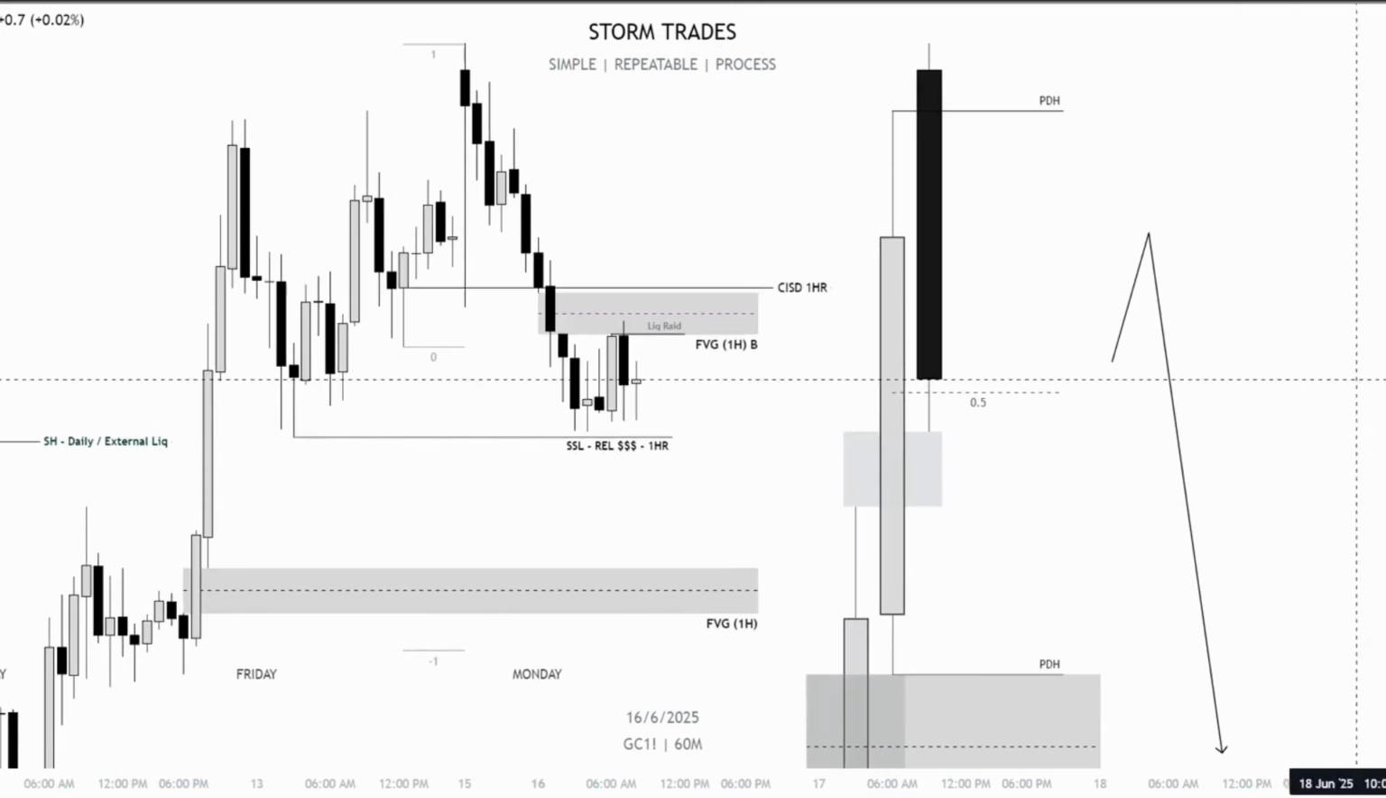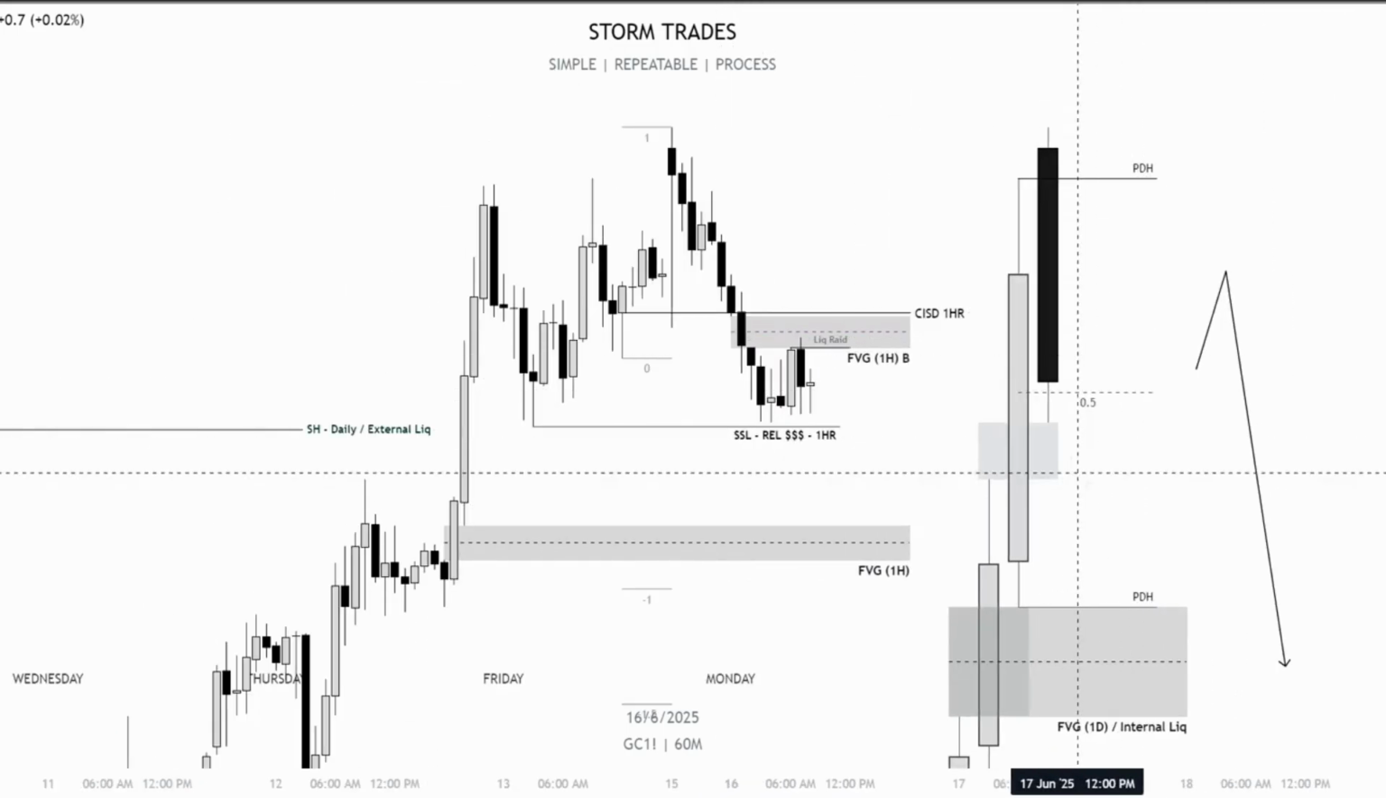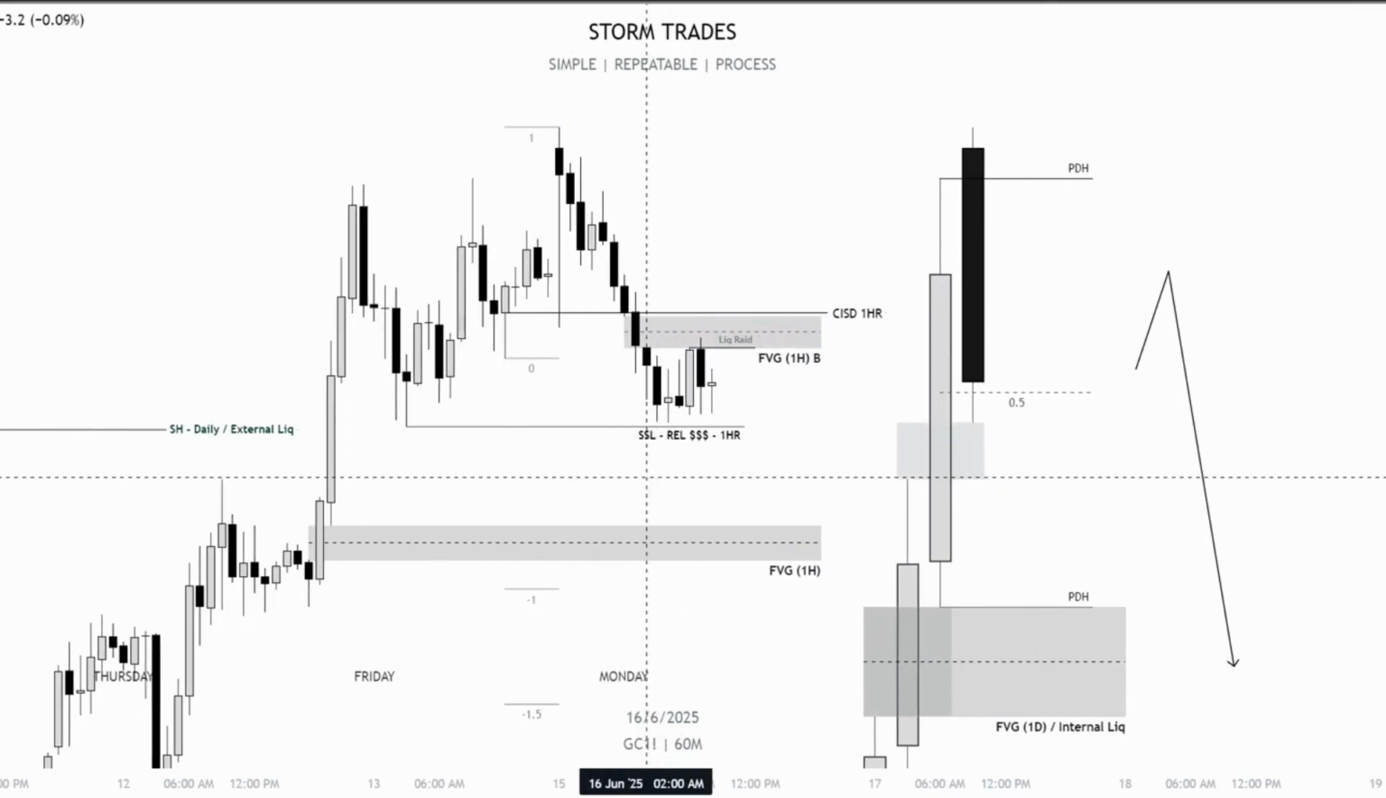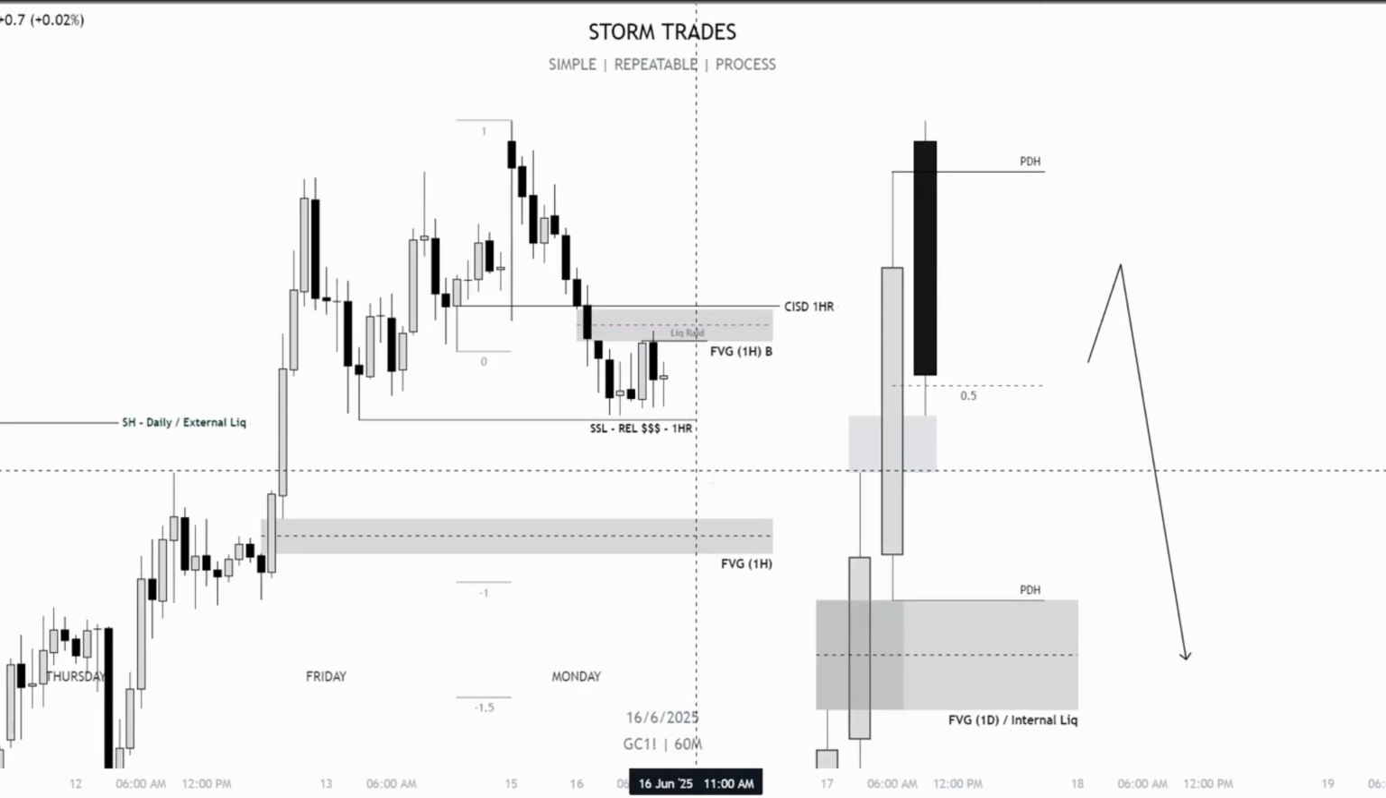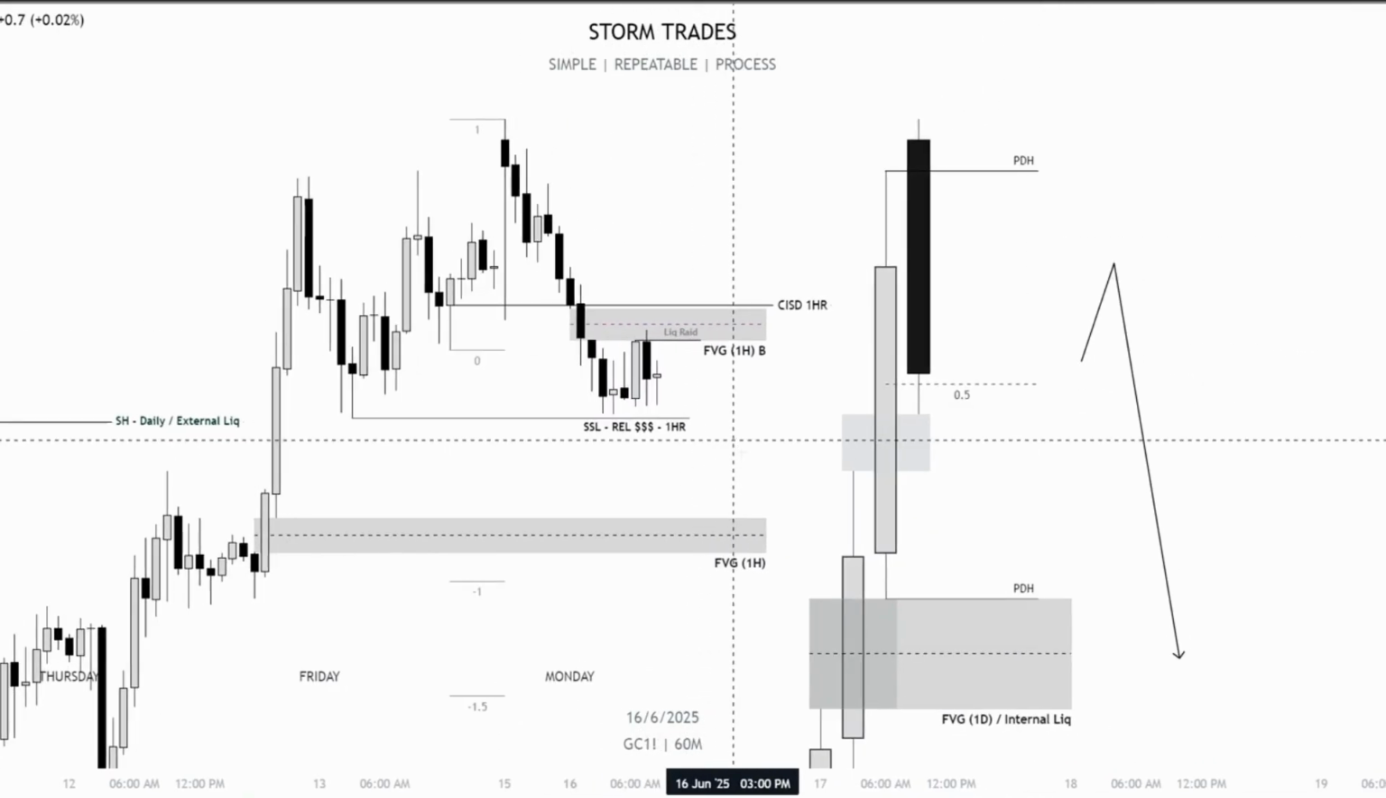As you can see, both the daily and the hourly, it makes sense that price wants to move lower. Will it? It doesn't have to. It's certainly one tweet away from going up to the previous daily high. But I feel like I have the deck stacked in my favor at this time for shorts.